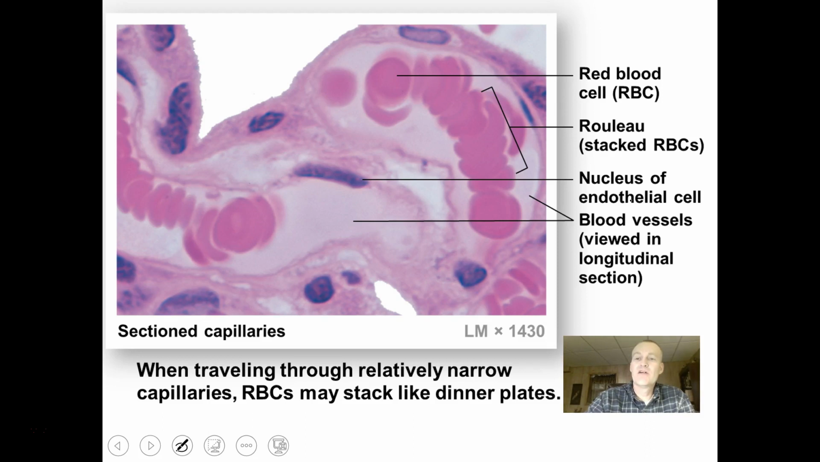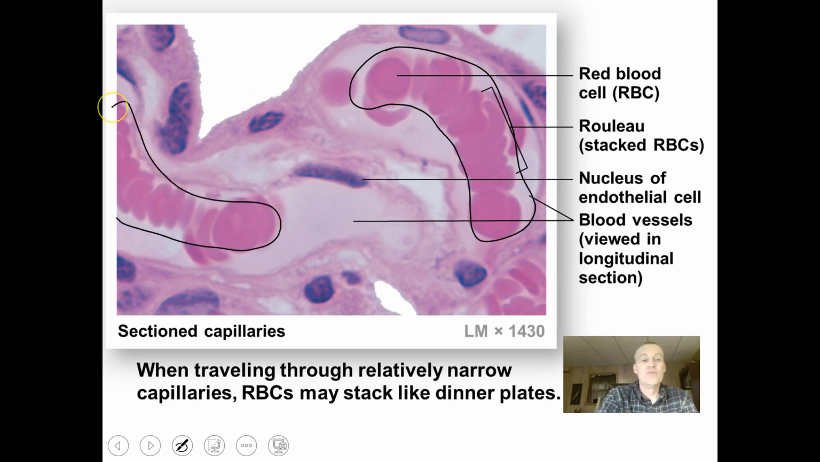And here is that rouleau complex, which is a stack of blood cells that are moving through a blood vessel. So this is a very unique structure as function. Its structure allows it to stack, and the function is to allow it to circulate through the blood vessels more efficiently.